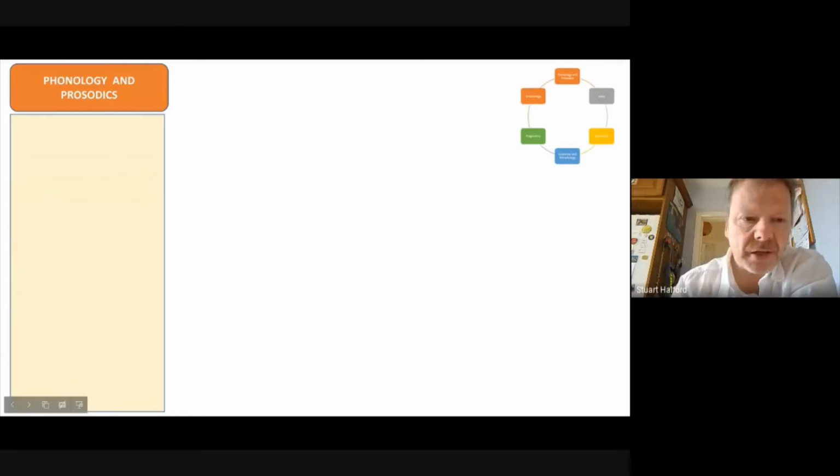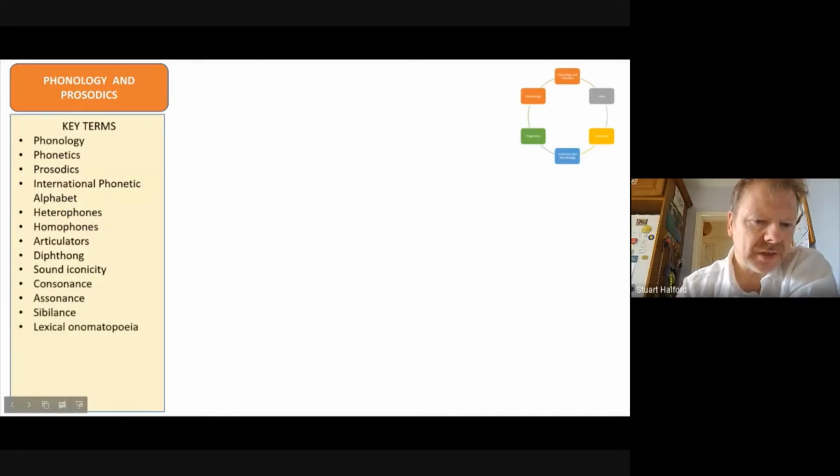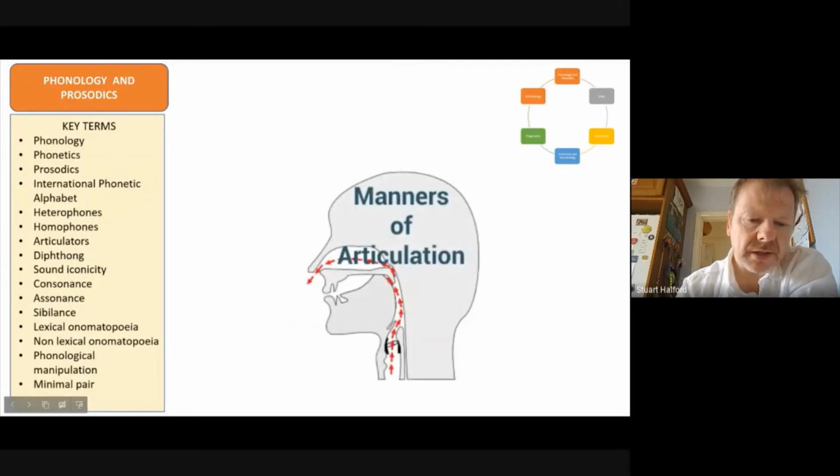and it says it succinctly and quickly. So some of the words that you're going to need to know then are phonology, phonetics, prosodics, the International Phonetic Alphabet, or IPA, heterophones, homophones, articulators, diphthongs, sound iconicity, consonants, assonants, sibilants, lexical onomatopoeia, non-lexical onomatopoeia, and phonological manipulation, minimal pairs, that's the language. Now have a look at this diagram of the head.